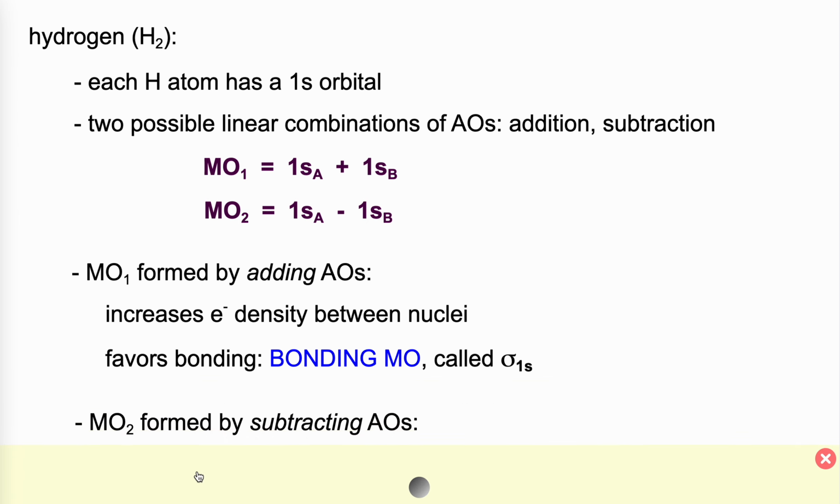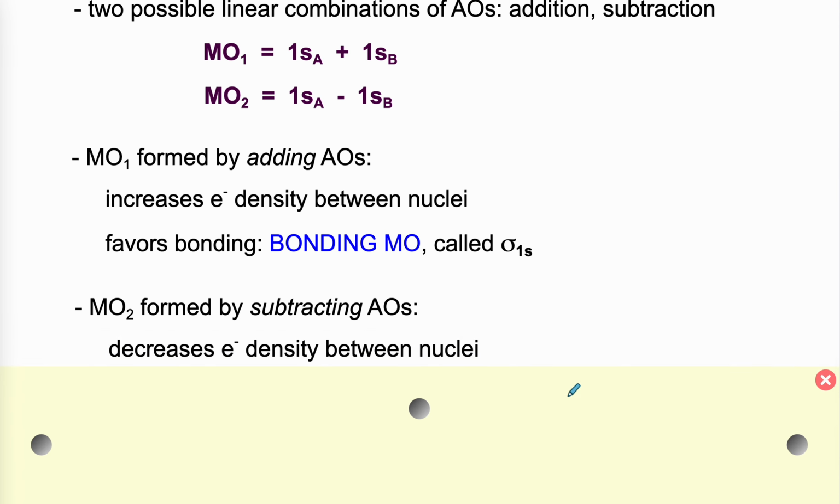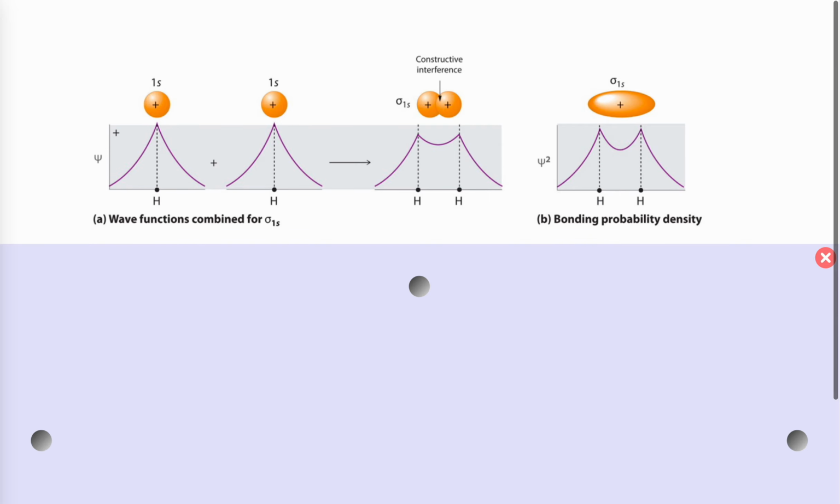But the molecular orbital formed by subtracting atomic orbitals decreases electron density between the nuclei, and that disfavors bonding. That's called an antibonding molecular orbital, which we will call sigma star 1s. The star indicates that it's an antibonding molecular orbital, and the 1s indicates that it's coming from 1s orbitals. So let's see what that looks like graphically.